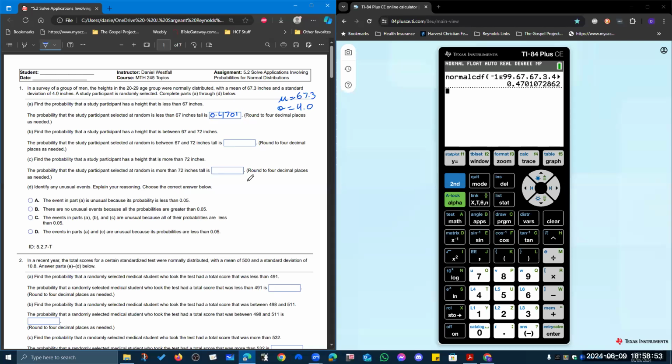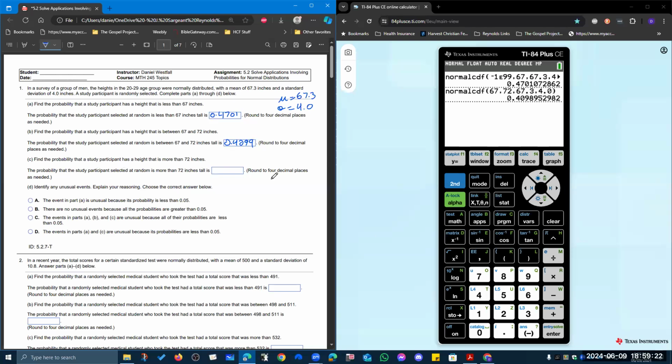All right, for the probability that a study participant has a height between 67 and 72, we want this to be 67 and this to be 72. None of those numbers change. And we have 0.4099.